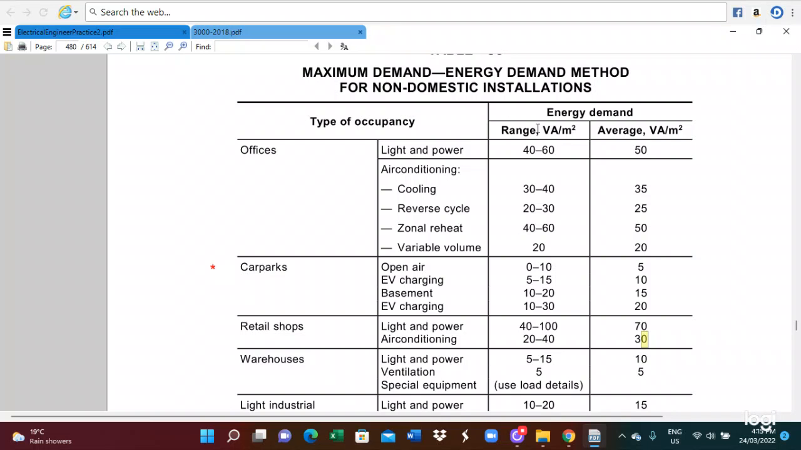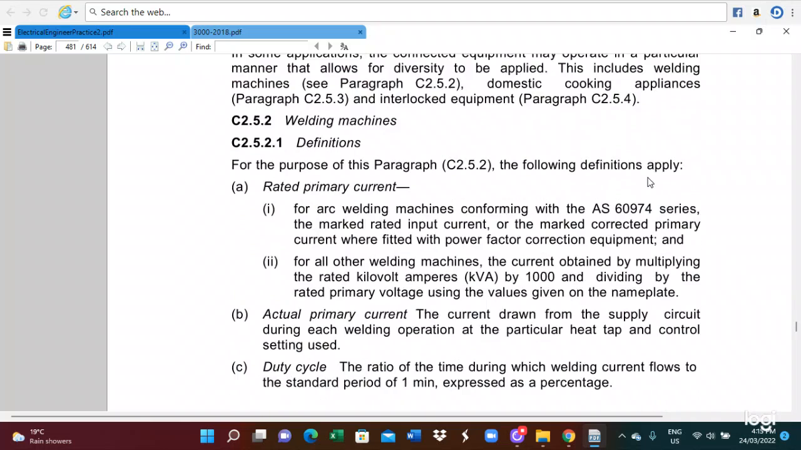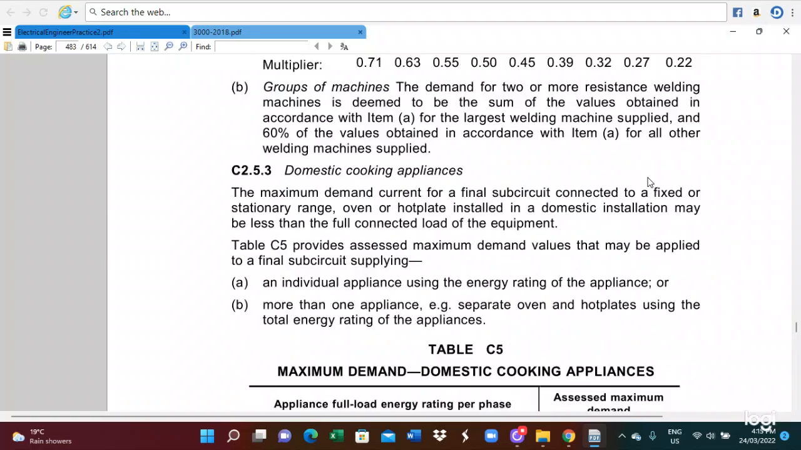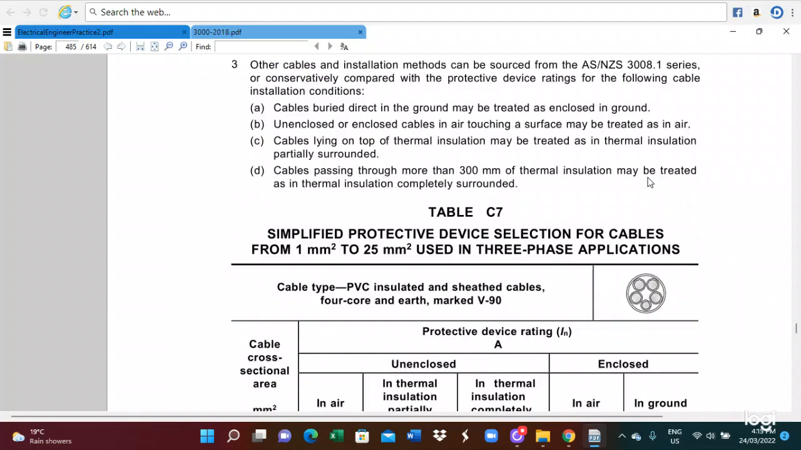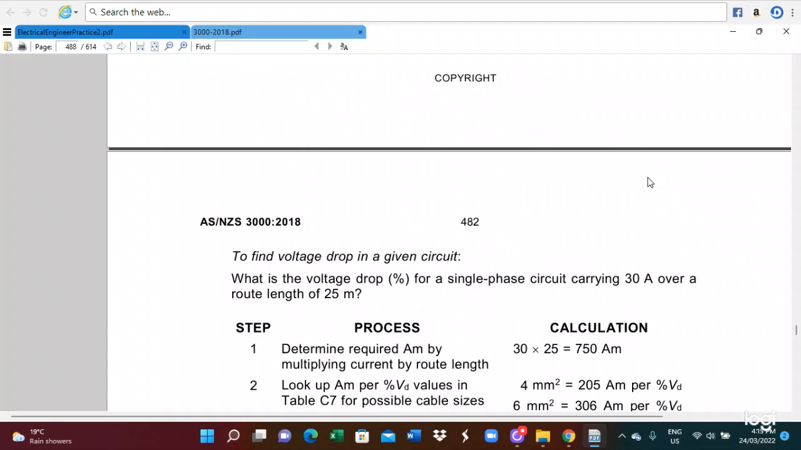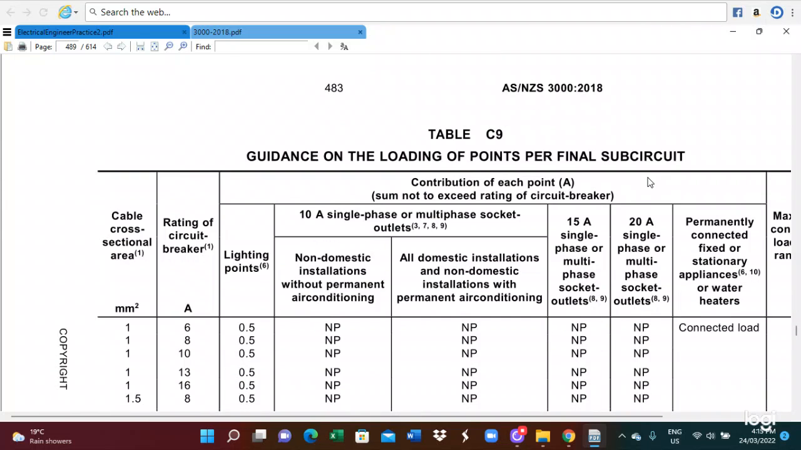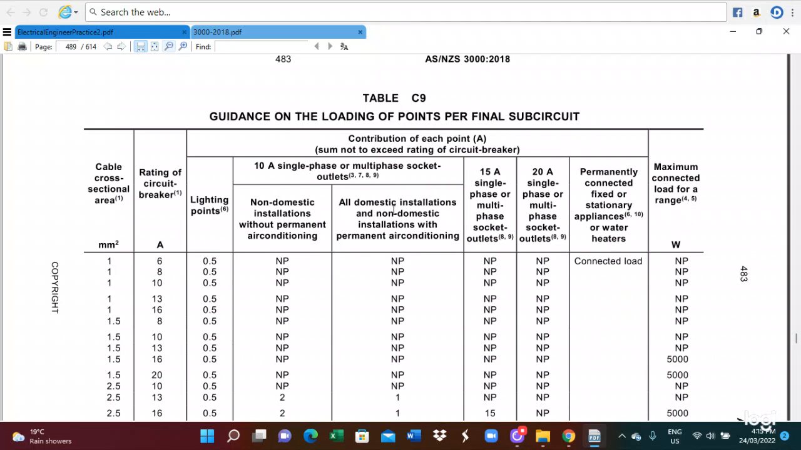Going down through the tables: C3, C4, C5, C6, C7, C8, and then C9. So we use Table C9 here. In this case, the table gives the circuit breaker rating and the cable size, so the two are given. We refer to this Table C9.